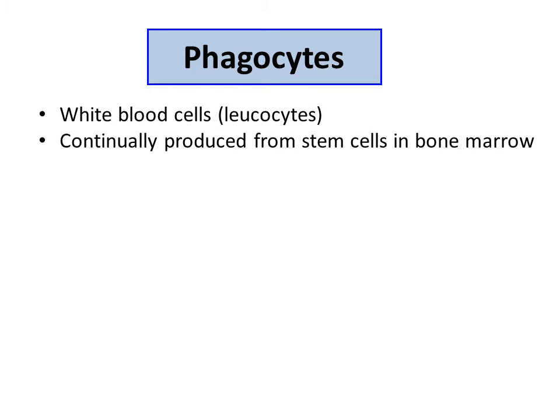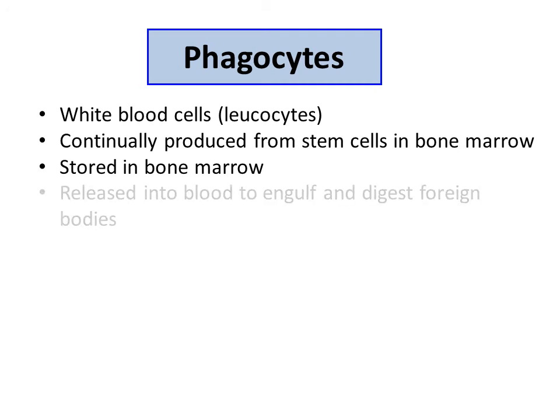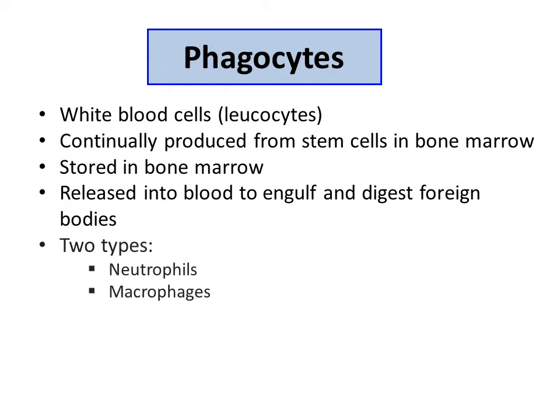So this links back to the topic that we did on mitosis, where you will probably remember hearing about stem cells being multipotent, which means that these stem cells can make a range of different types of cells, but they're all blood cells. Once they've been made, they're stored in the bone marrow until they're needed, and then they're released into the blood, and they move around the body and engulf and digest materials which are not part of you, which have been identified by their antigens. The two types of phagocytes that we need to know about are neutrophils and macrophages.